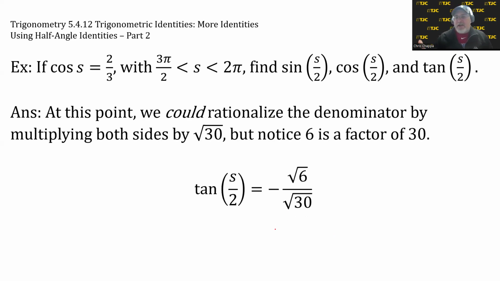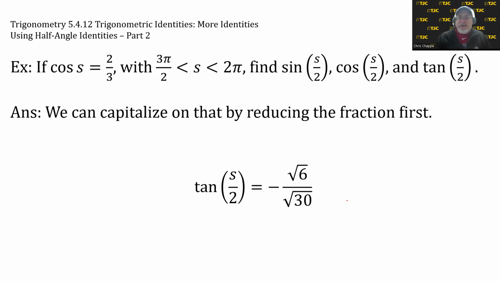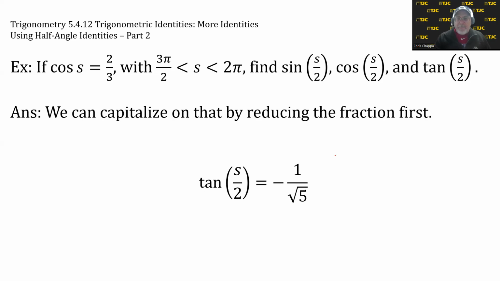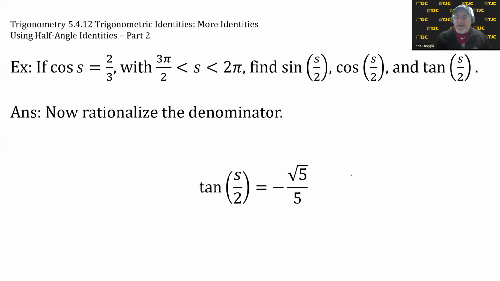Now, normally we would rationalize the denominator here, but look a little more closely at the square roots. Because both of the numbers are under square roots, we can treat this like we're reducing fractions. To explicitly show you, notice that 6 is a factor of 30, so we could rewrite the square root of 30 as the square root of 6 times the square root of 5, and then the square root of 6's would cancel, leaving negative 1 over the square root of 5. Of course, we would rationalize the denominator next by multiplying both sides by the square root of 5, giving us negative square root of 5 over 5. And now we have all three trig function values of s over 2.